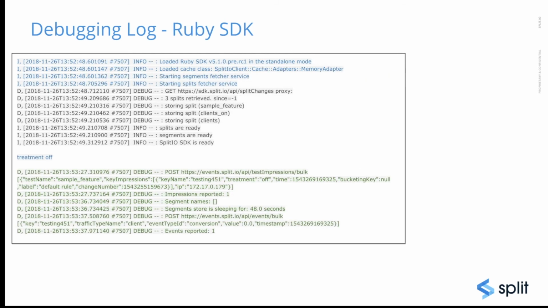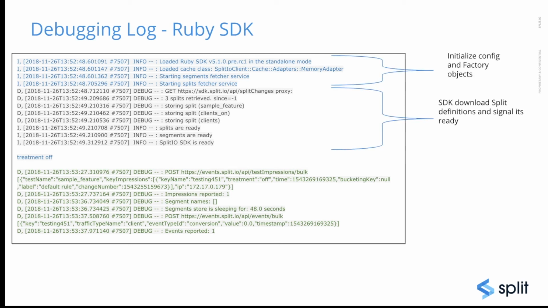The Ruby SDK is kind of similar to JavaScript. We can see that it initializes the config and factory object. Here it's very clear that it did download all the information from Split Cloud, and we can see the Split IO SDK is ready line. After the getTreatment call, it also shows us that it did post the impression, and it posted the event as well, since here we used the client.track call.